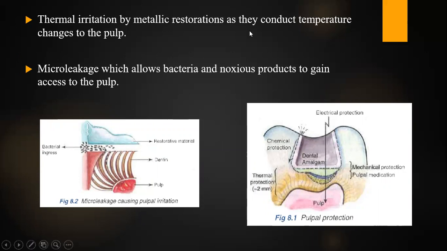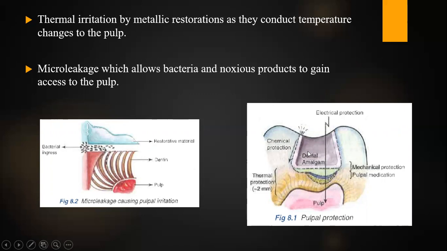This is a schematic representation of microleakage causing pulpal irritation. This is the restorative material, and this is the wall of the cavity or wall of the tooth preparation, and this is the gap or micro gaps between the restoration and the tooth material. Through these micro gaps bacteria can enter, and through the dentinal tubules the bacteria can reach the pulp and produce pulpal irritation.